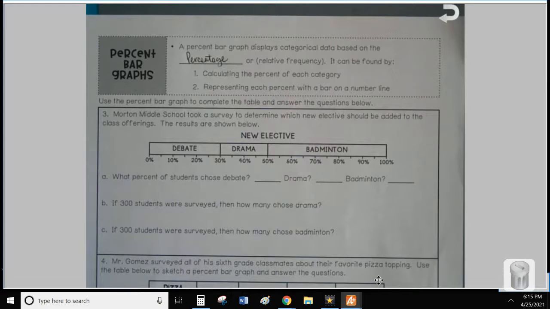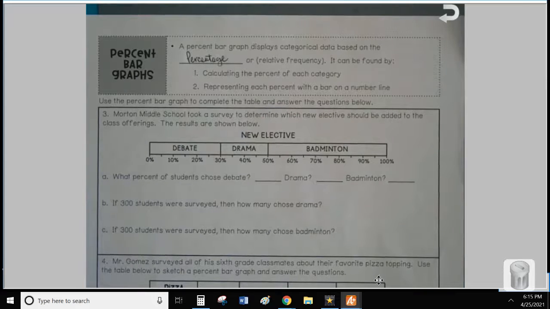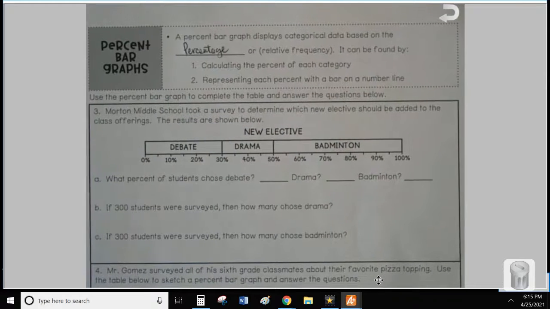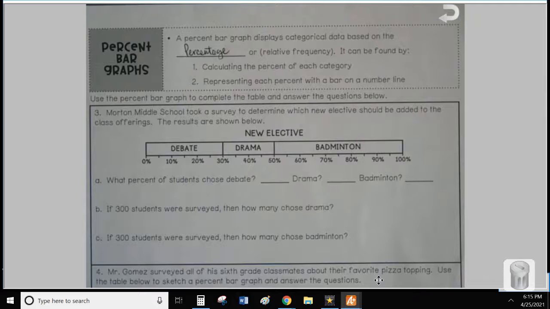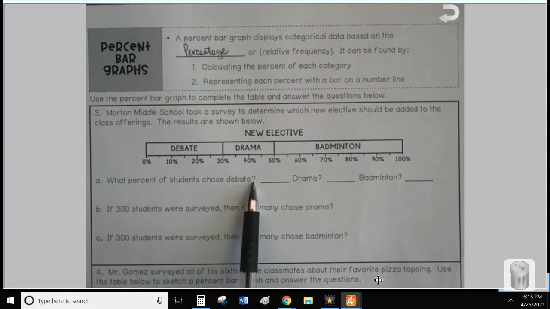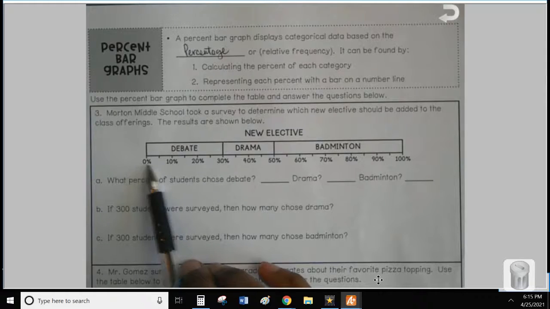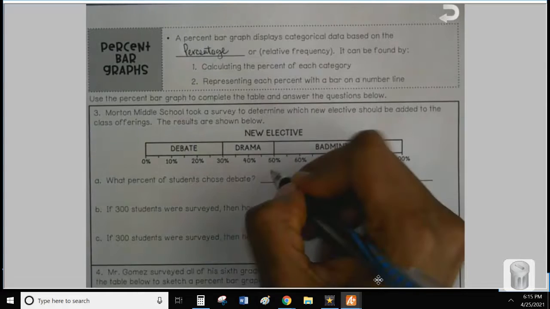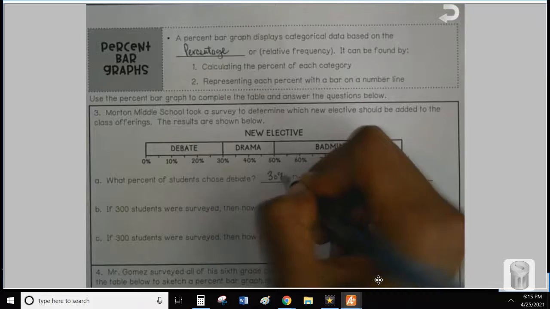The first example says Martin Middle School took a survey to determine which new electives should be added to the class offerings. The results are shown below. The thing I need you to understand about a percent bar graph is the percentages are stacked on top of each other. So we aren't always going to be able to read the percentages directly; sometimes we have to subtract, okay? The first one says, what percent of students chose debate? If you look at the bar, it goes from 0 to 30. So 30% of the students chose debate.